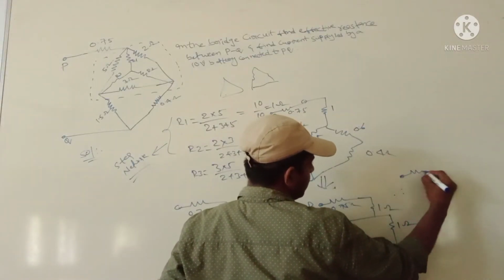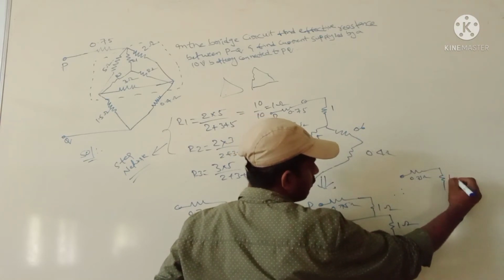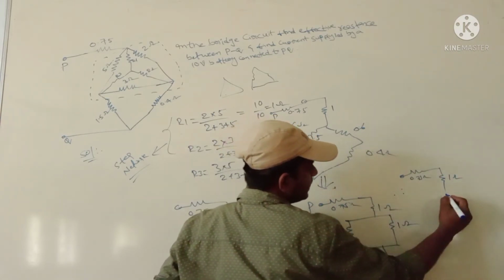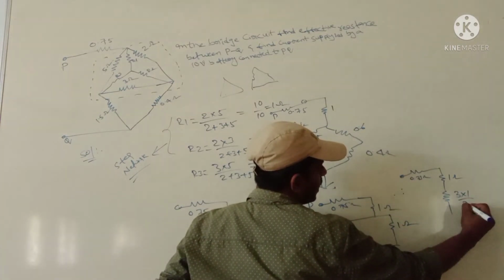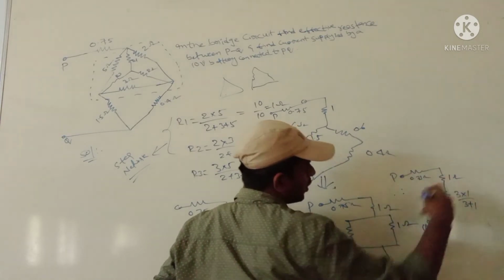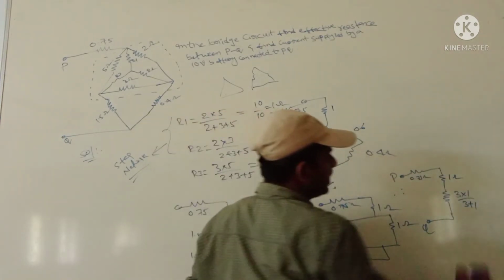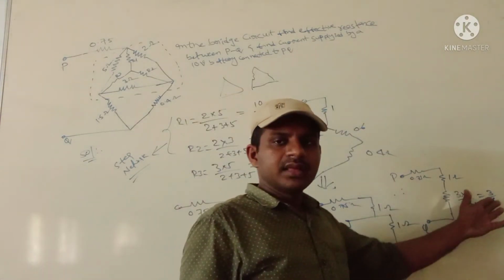So total 0.75 ohms, and also 1 ohm, and 3 into 1 by 3 plus 1. This is the total resistance between P and Q. 3 into 1 by 3 plus 1 means 3 by 4. So here we are getting 3 by 4.